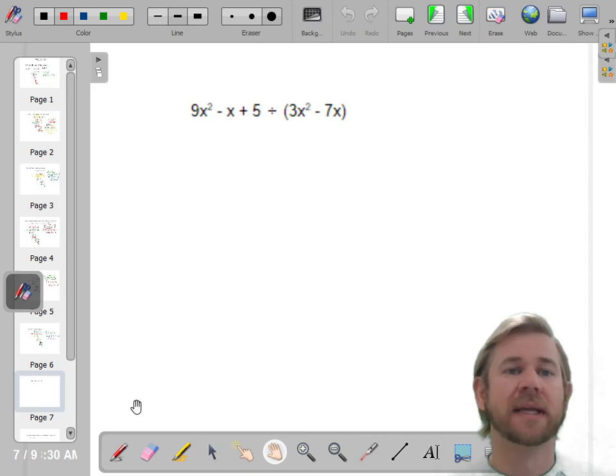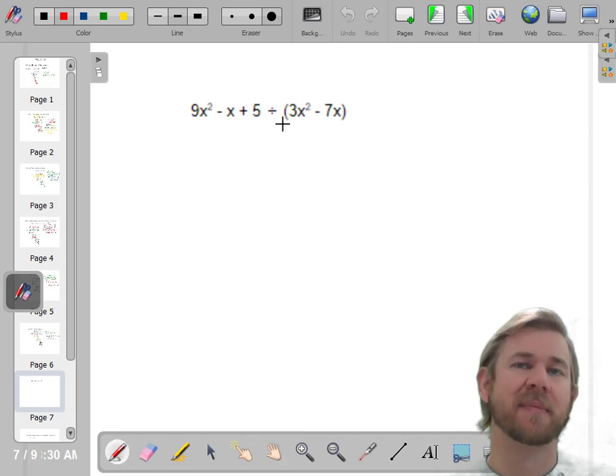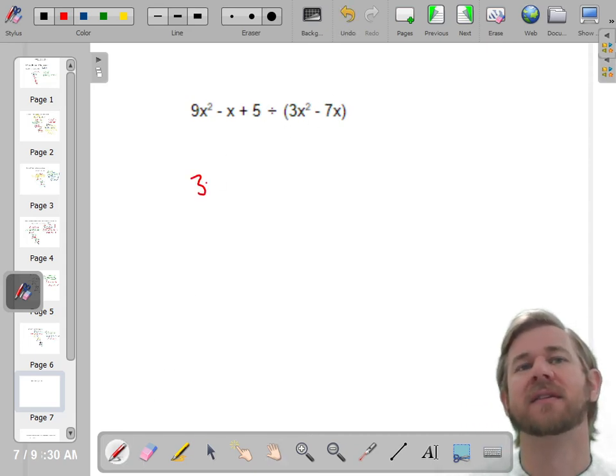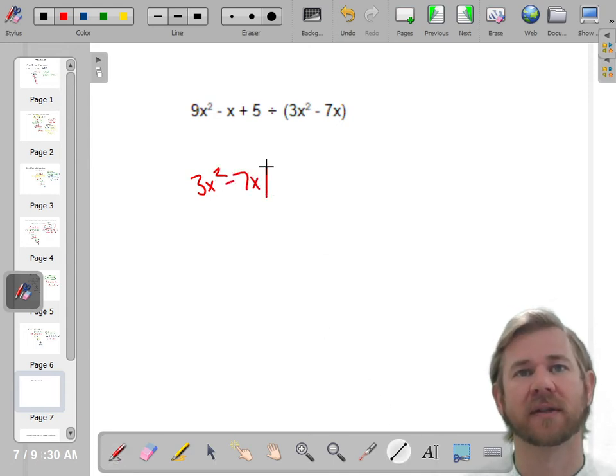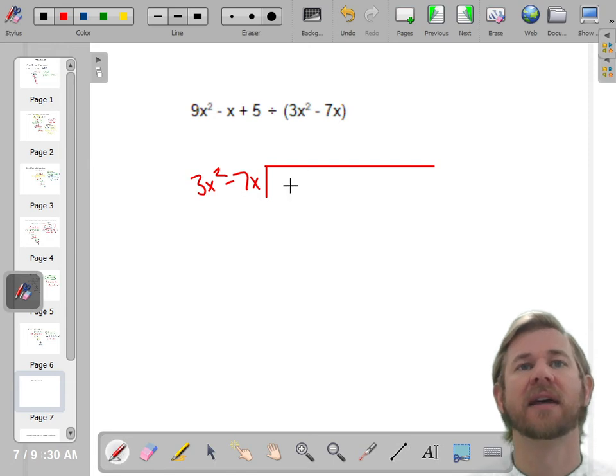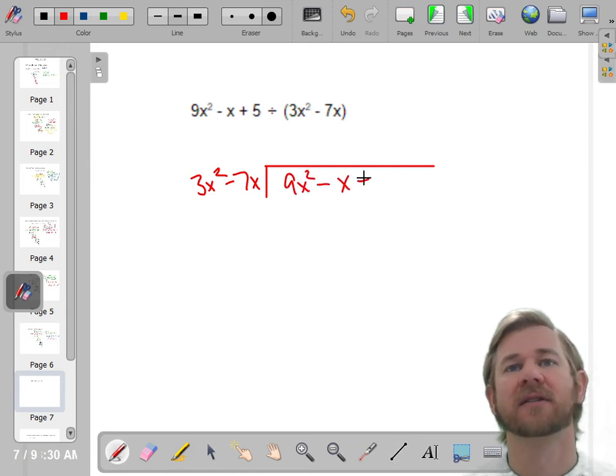Let's see, we got one more like this. Now, this one's going to be a little weird because it looks like, it might not matter if it's in the divisor. 3x squared minus 7x. We don't have any placeholders to worry about. That's what I was going to say. Dividend, 9x squared minus x plus 5.